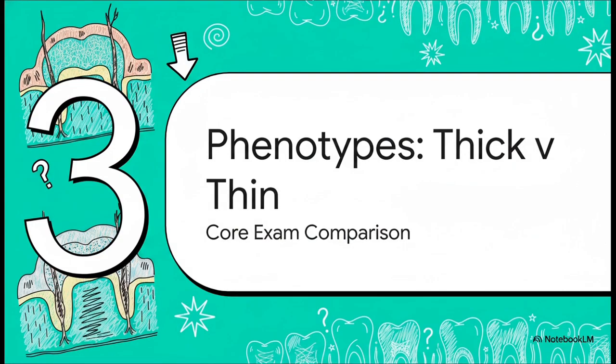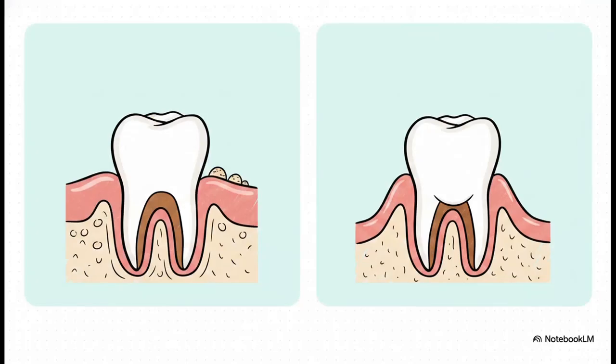Okay, Section 3, Phenotypes, thick versus thin. This is the core exam comparison. Listen to the stark clinical contrasts here. Thick phenotypes feature flat bony contours, meaning there's minimal rise and fall of the gingival margin. You'll also see thick bony margins plus a highly testable incidence of bony exostosis and tori. On the flip side, thin biotypes, they are incredibly delicate and heavily prone to gingival recession and soft tissue deficiencies.